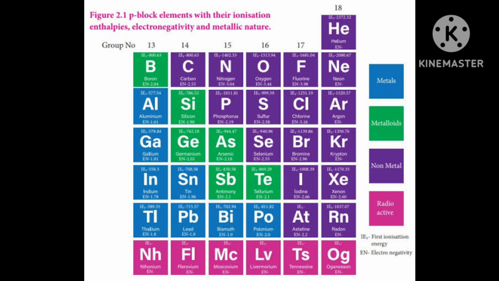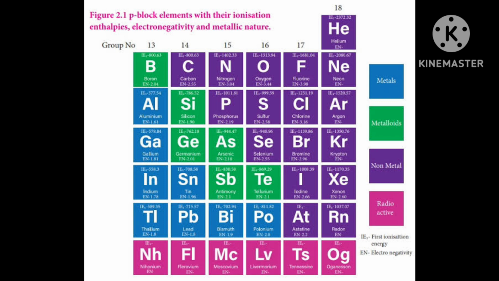As we know, the number of p orbitals is 3, and therefore the maximum number of electrons that can be accommodated in a set of p orbitals is 6. Consequently, there are 6 groups of P block elements in the periodic table, numbered from 13 to 18.